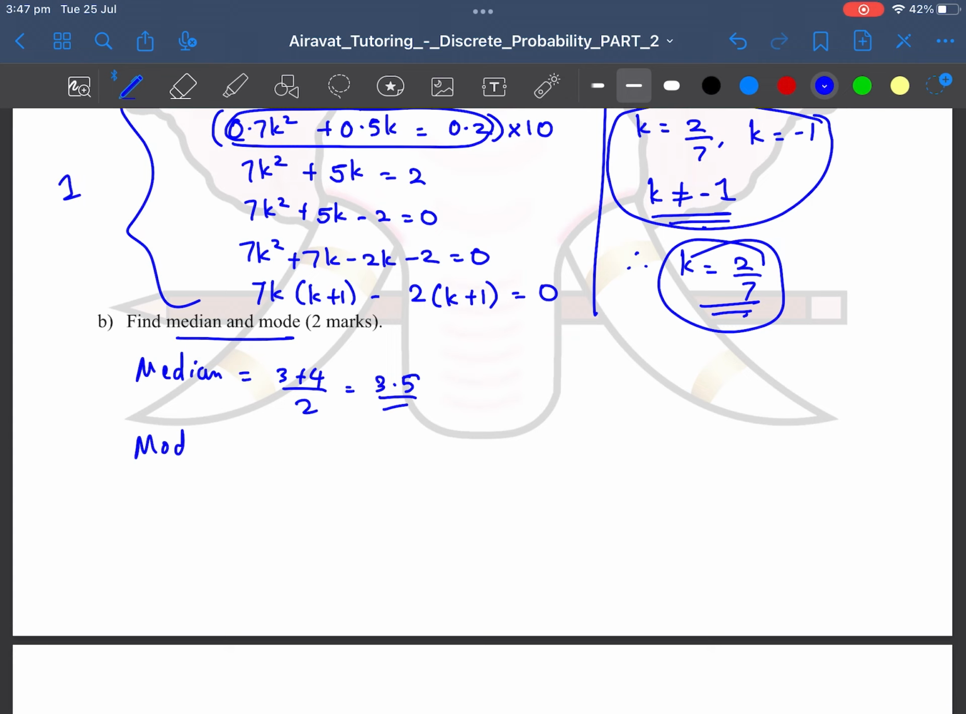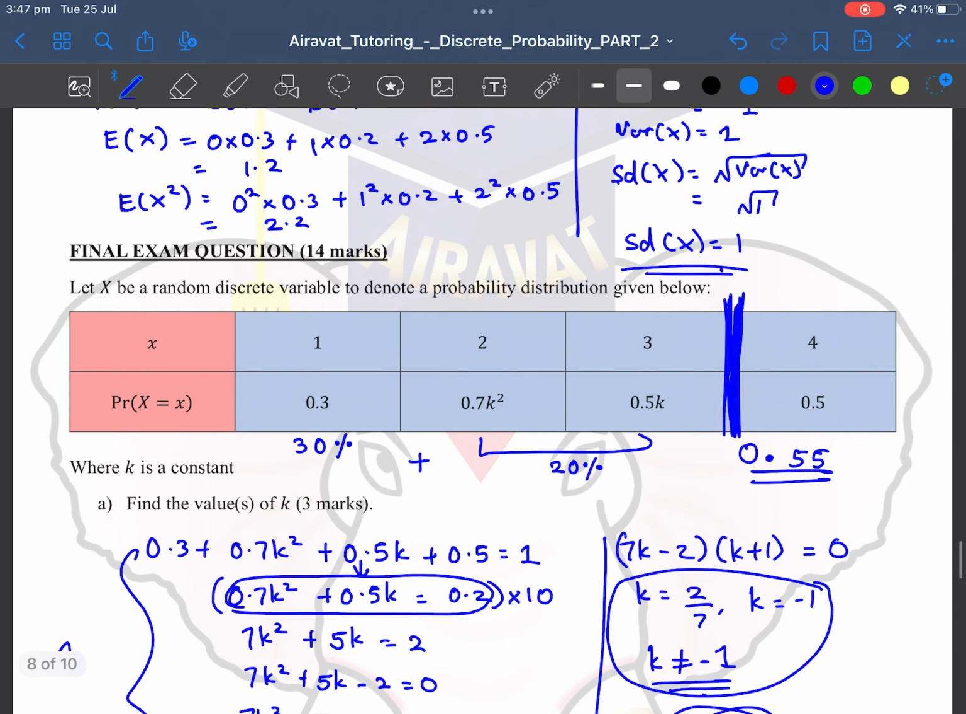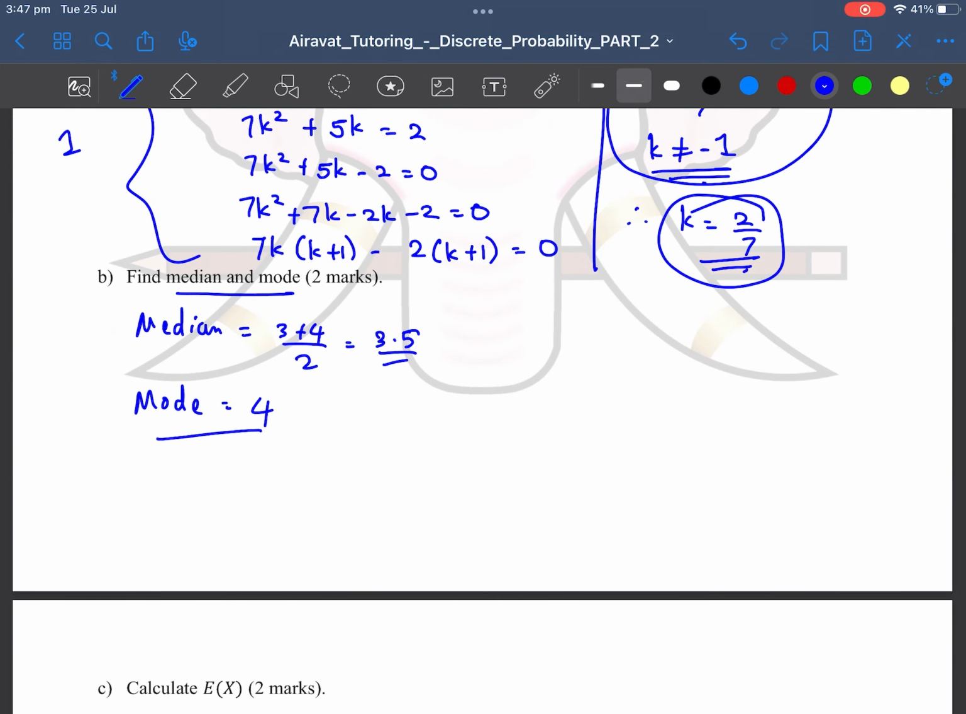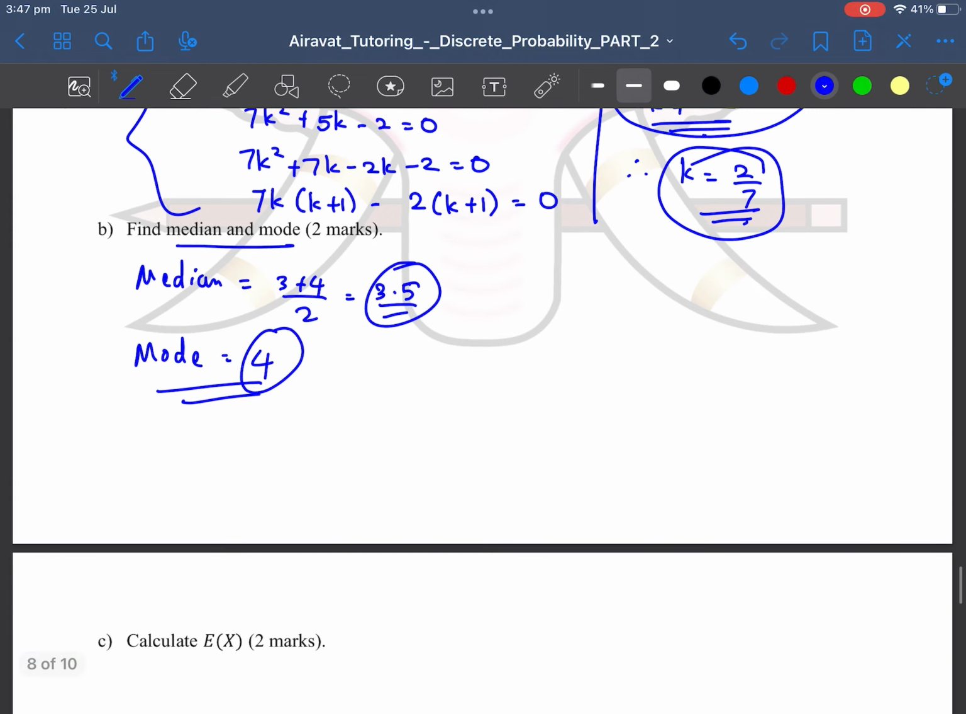And how about mode? Well, mode, you can see, is just going to be the one with the most probability, so 4. See how easy that was? Yeah. So 1 mark for correct answer and the other mark also for correct answer. There you go. That's how you do this question.